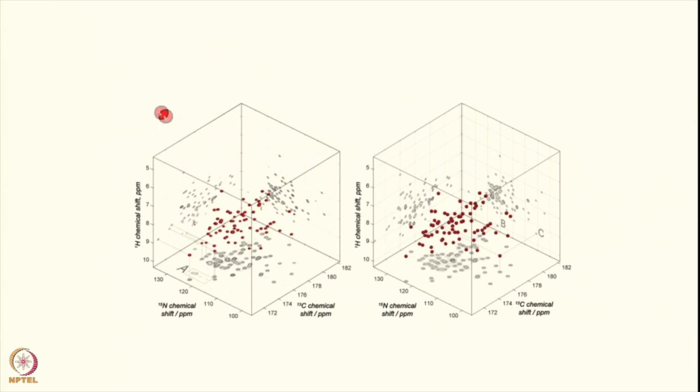Now you see, instead of a plane, you are putting the peaks in a box. This makes enormous visualization possible. If you go to 4D, it is not easy to visualize, but up to 3D you can visualize this. Okay, so I think we will stop here.